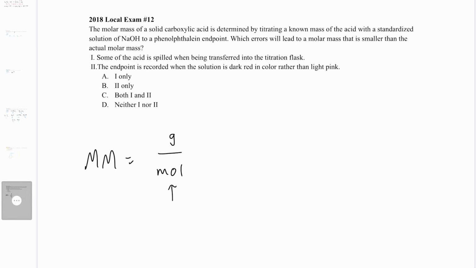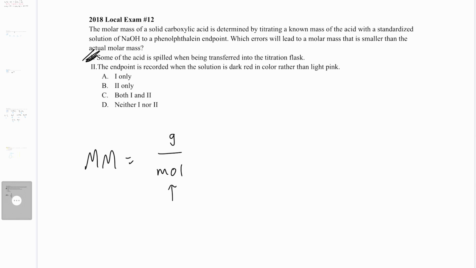So let's look at one. Some of the acid is spilled when being transferred into the titration flask. If some of the acid is spilled, then that means you're going to need less NaOH to titrate the whole thing. If you use less sodium hydroxide, what that tells you is that you have less solid carboxylic acid. If you have less, the number of moles is too low, and if your moles is too low, your molar mass is too high. So it can't be A. It can't be 1. Let's look at 2.